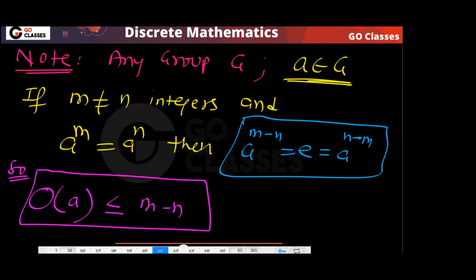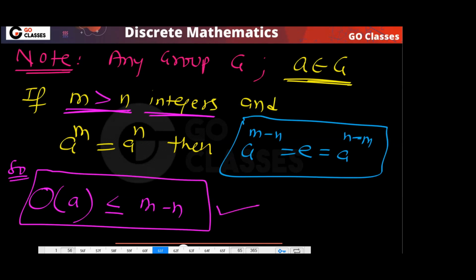So these are different integers. Let's assume m is greater than n. If this happens, then I can say order of A will be less than or equal to this. Okay, is this clear to everyone?